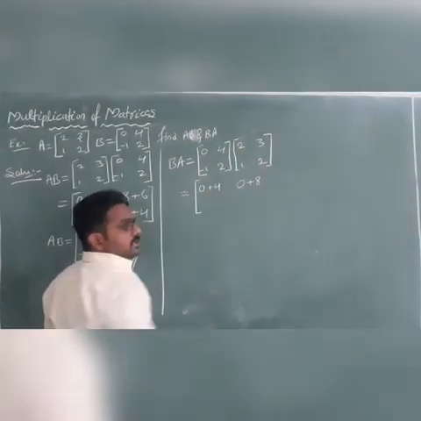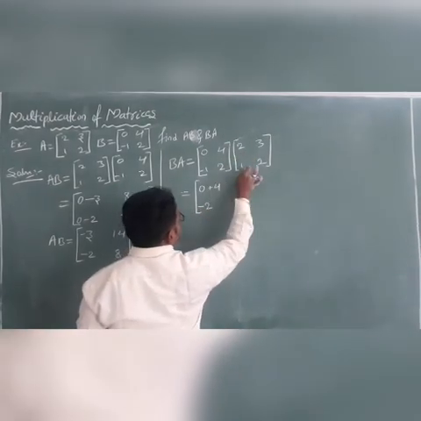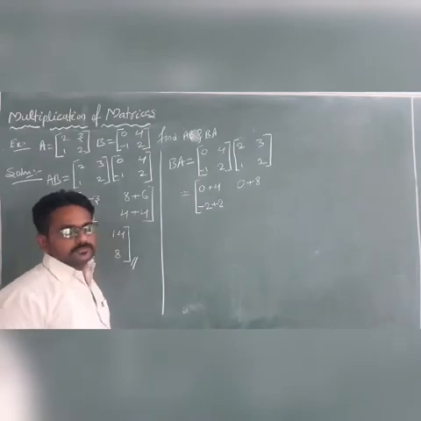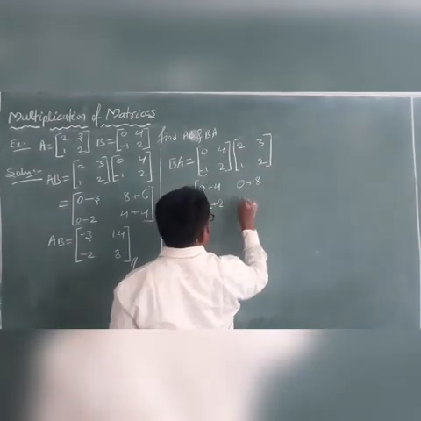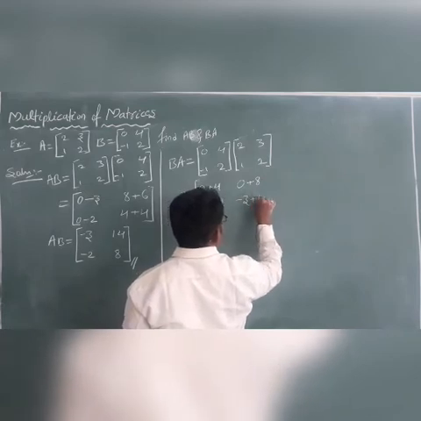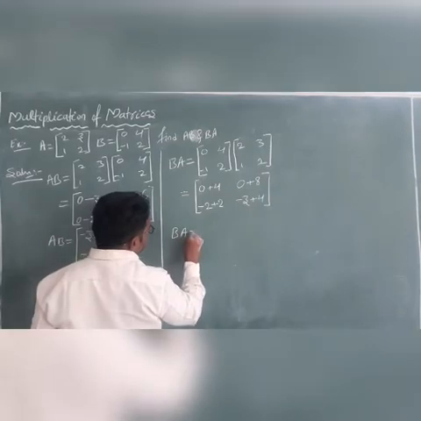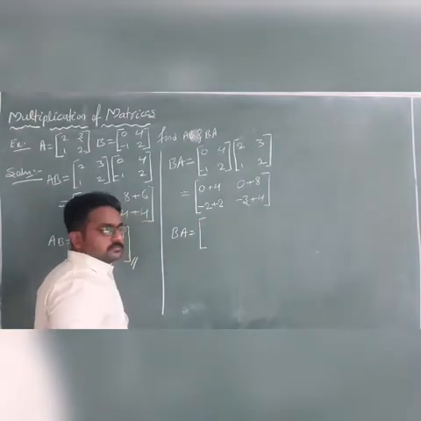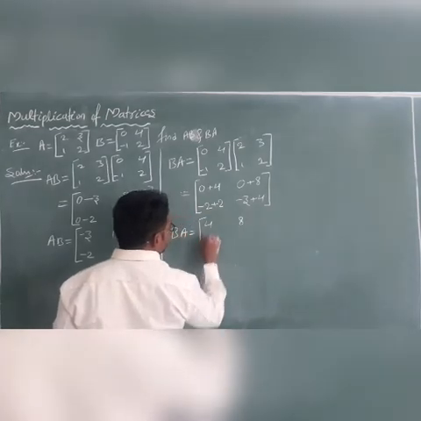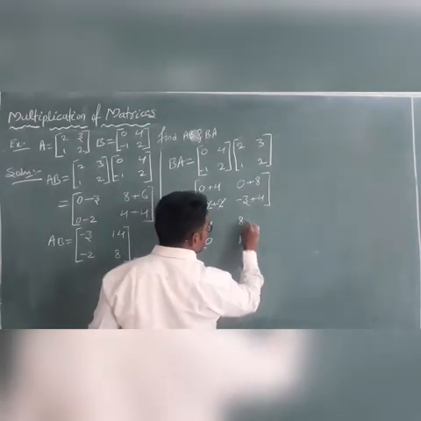Second row with each column: minus 1 into 2, minus 2; 2 into plus 1, that is plus 2. Next, minus 1 into 3, minus 3; 2 into 2, plus 4. So what is the product? The BA entries are plus 4, 8, you get cancelled here, you get the 0 here, plus 1.